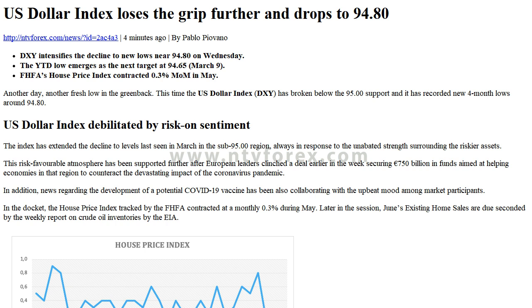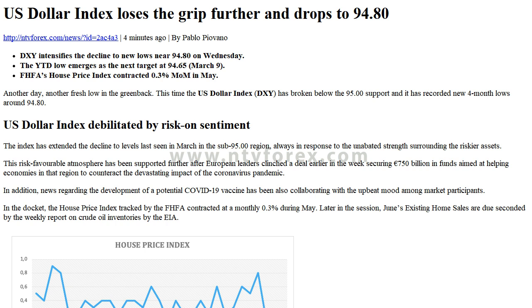The index has extended the decline to levels last seen in March in the sub-95.00 region, always in response to the unabated strength surrounding the riskier assets. This risk-favorable atmosphere has been supported further after European leaders clinched a deal earlier in the week securing $750 billion in funds aimed at helping economies in that region to counteract the devastating impact of the coronavirus pandemic.